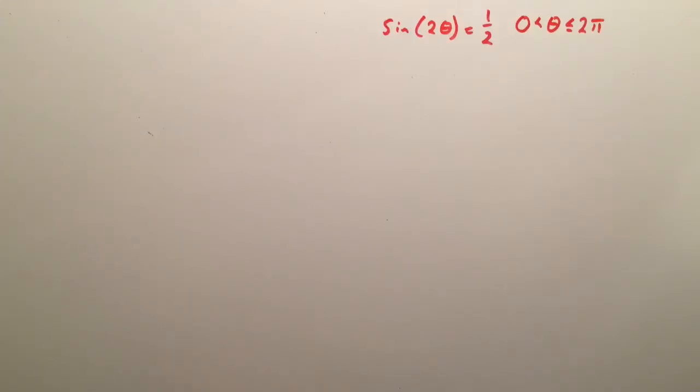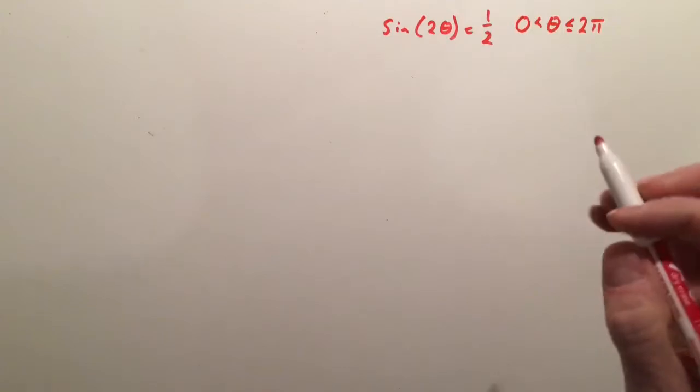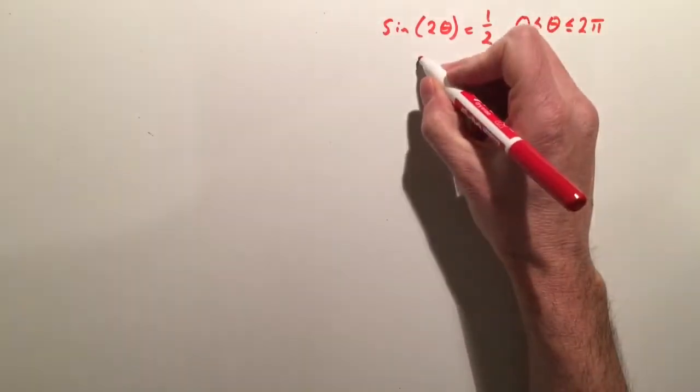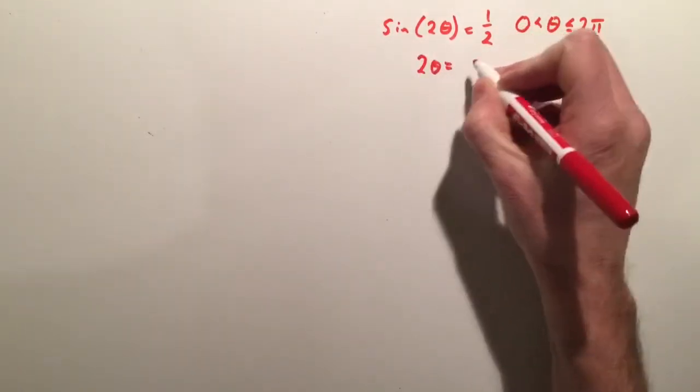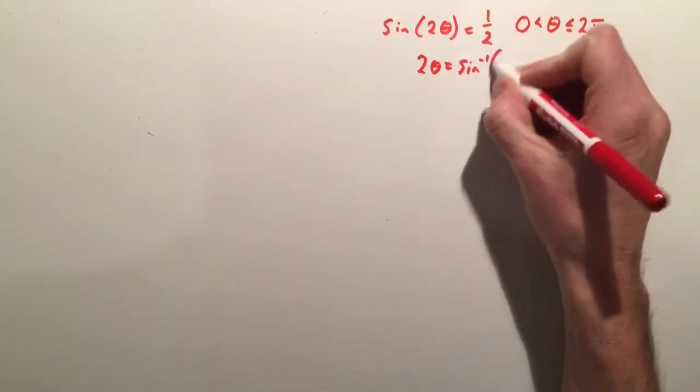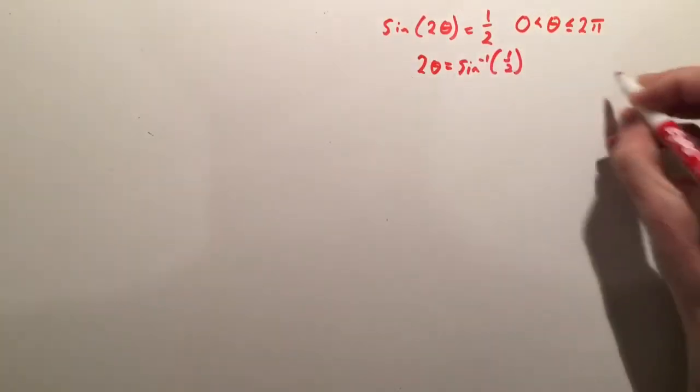Okay, let's try sine of 2 theta equal 1/2. This seems a little bit different than those other linear trig equations we were doing, but how hard can it be, really? Let's take a look. So we're going to take inverse sine of both sides. 2 theta equals sine inverse of 1/2.